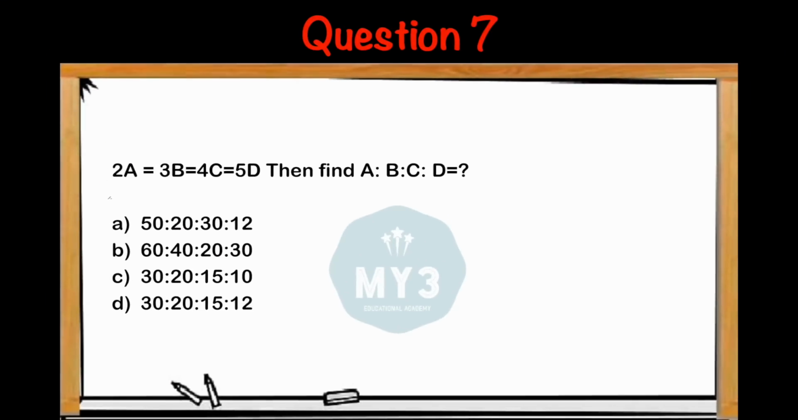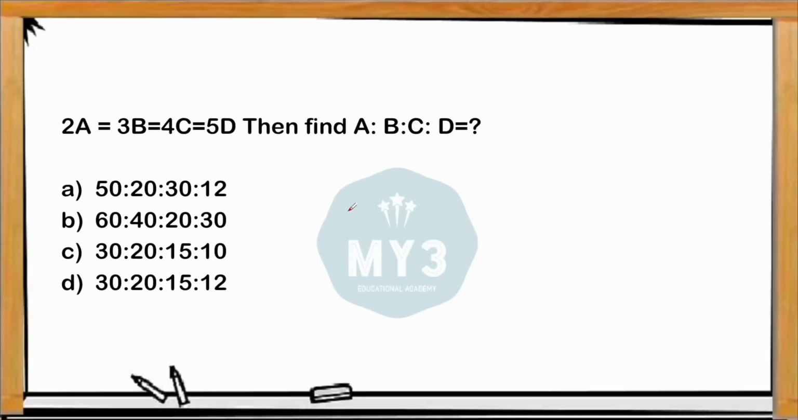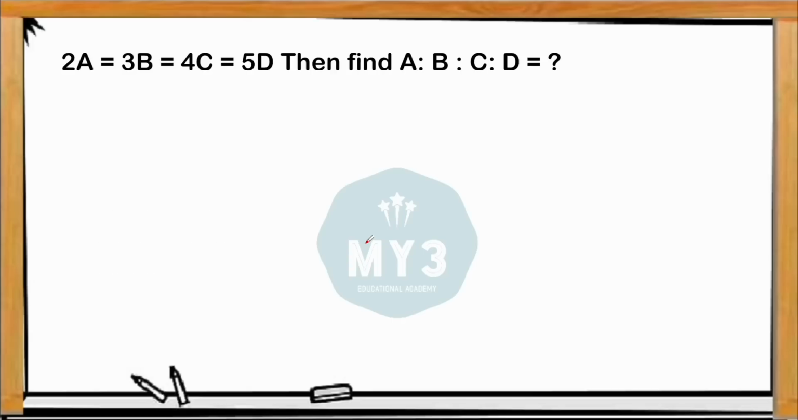So in this question, they given 2A is equal to 3B is equal to 4C is equal to 5D. And they are expecting us to find out what is A is to B is to C is to D. So in this question, we can use the splitter ratio and unique ratio concept to solve the question.